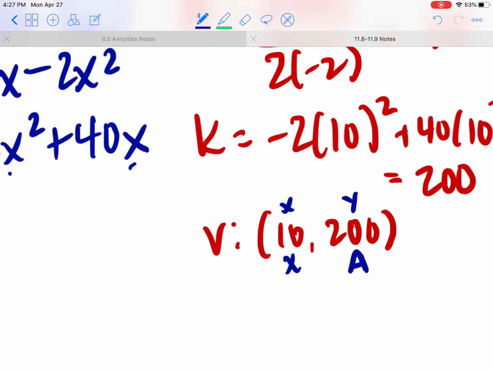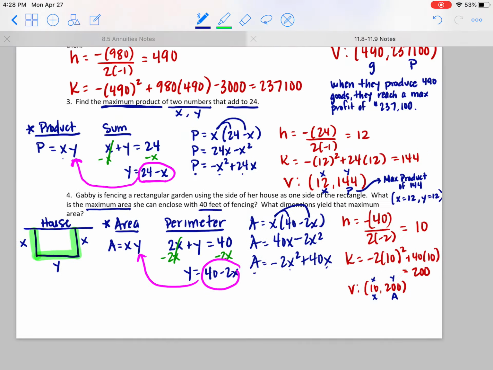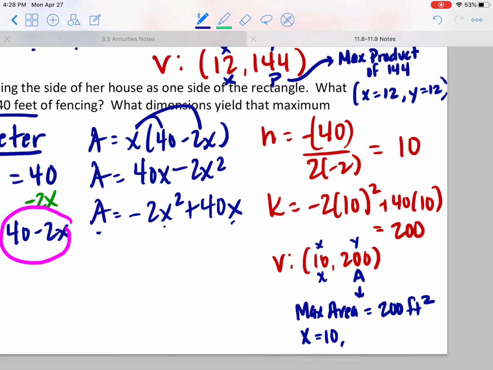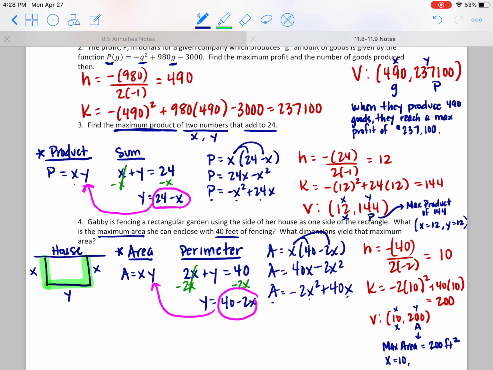And again, normally this would just represent some random x and some random y. But in the function that we found the vertex of, we do have x's, so this is still an x, but we don't have a y here. In place of y, we have a, which means our maximum area is 200. So the max area is 200 feet squared.